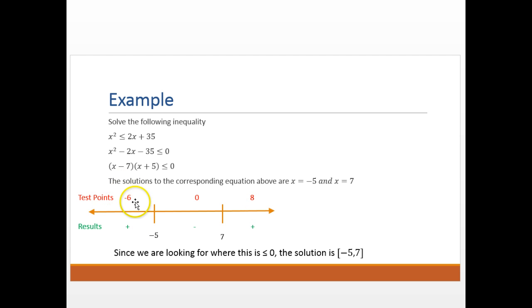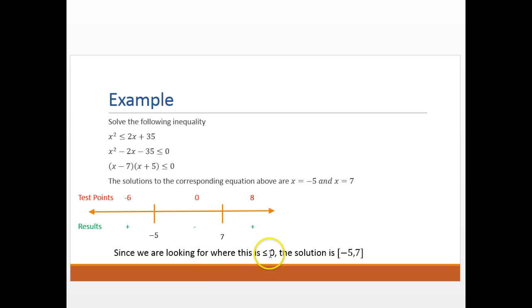Let's plug in negative 6. Negative 6 minus 7 is negative. Negative 6 plus 5 is negative. Negative times negative is a positive. Plug in 0. Negative 7 times positive 5 is a negative, so 0 yields negative results. Plug in 8. 8 minus 7 is positive. 8 plus 5 is positive. Positive times positive is a positive.